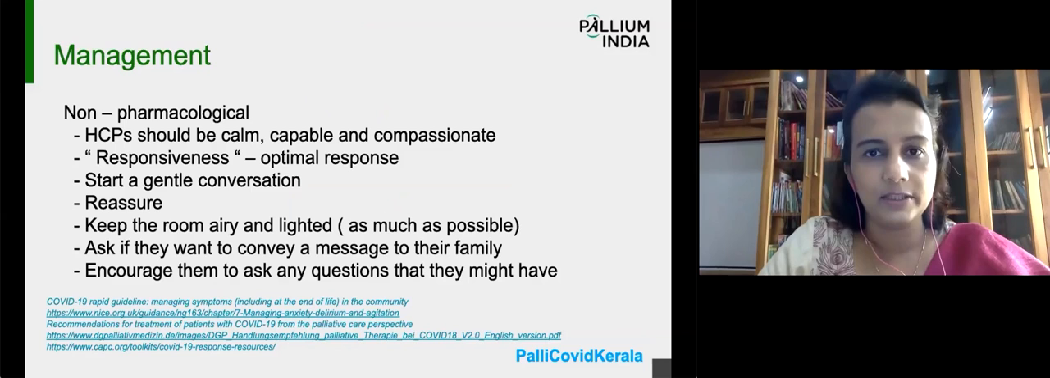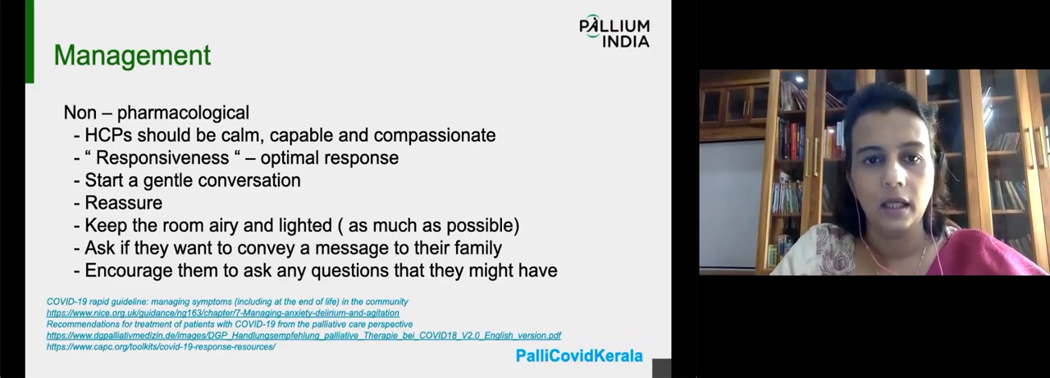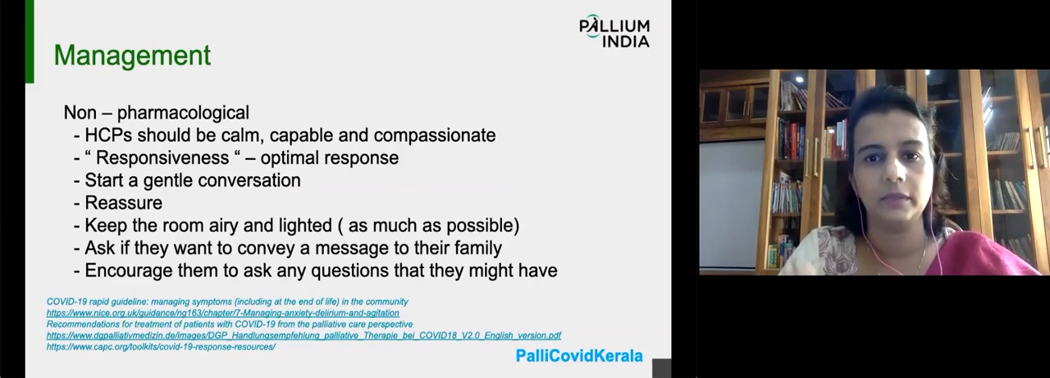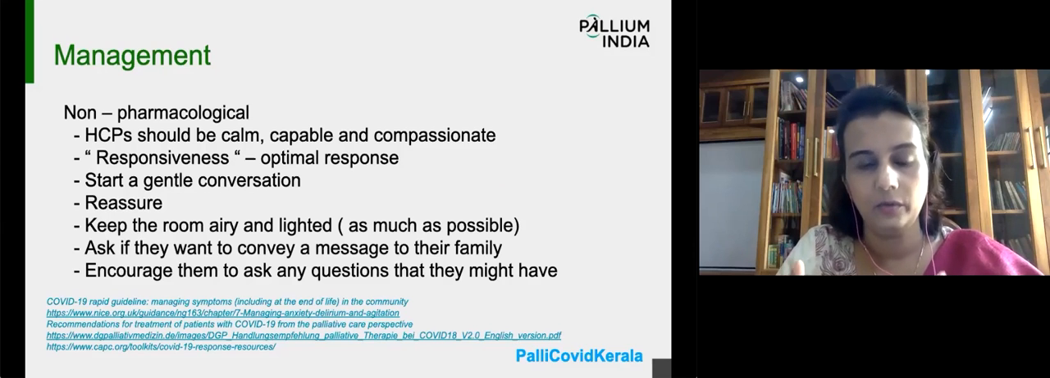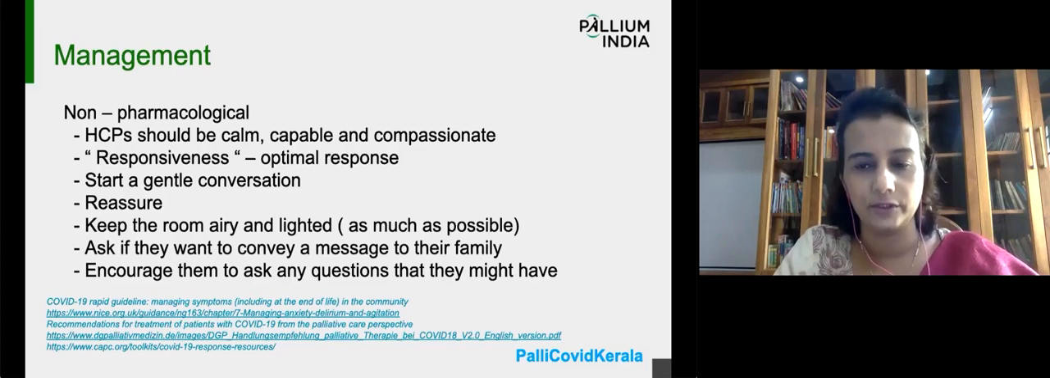So the management aspect, again, we have both pharmacological and non-pharmacological management. Non-pharmacological management, you start with how you deal with the patient. Healthcare professionals should try to be calm, capable, and compassionate to the patient, and to have the optimal response when they're dealing with it. Now, this is going to be very, very difficult in our COVID-19 scenario, because as we all know, we'll be using personal protective equipment where patients are not even able to see our faces. So we have to be extra careful when we deal with those patients.